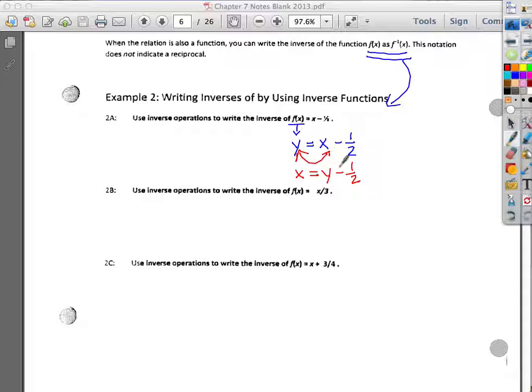So we switched these two, and we're now going to solve for y. Since we switched them, I'm going to put a little prime here to indicate that I did change that in some way. In order to solve for y prime, you just need to add 1/2 to both sides. And you're done.